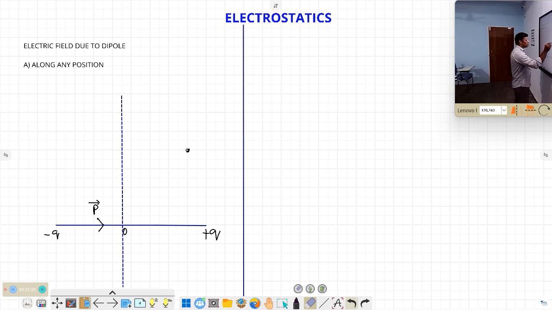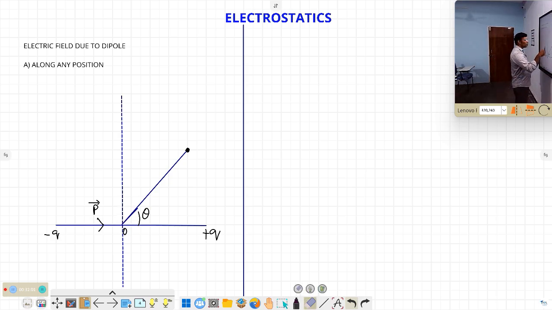Now I choose one point on the screen, a point P, where I want to calculate. What is the distance of the point from here? This is the distance of this point, and the point is chosen at a particular angle, an angle of theta.